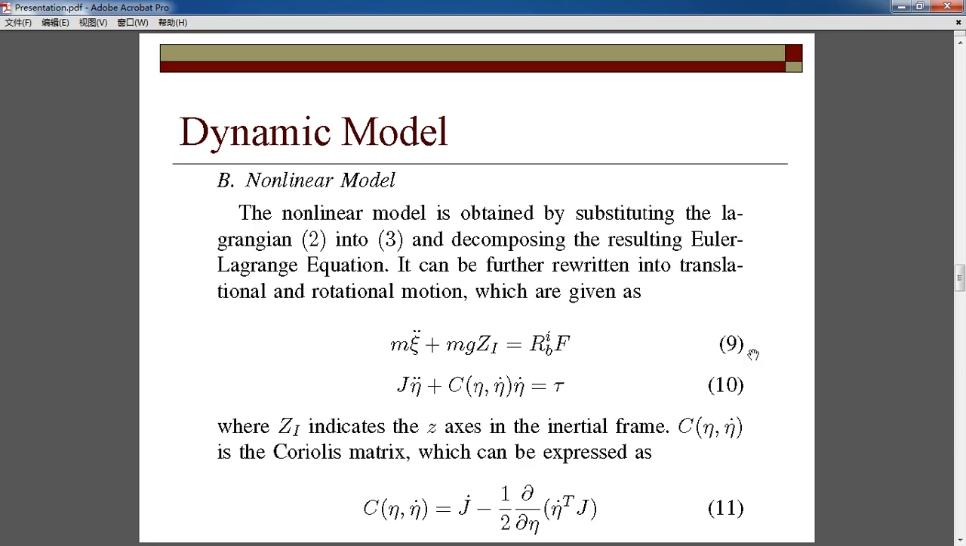Now the nonlinear model is obtained by substituting the Lagrangian 2 into 3 and decomposing the resulting Euler-Lagrange equation. It can be further rewritten into translational and rotational motion, which are given as equations 9 and 10, where z sub I indicates the z-axis in the inertial frame, and C is a Coriolis matrix, which can be expressed as equation 11.